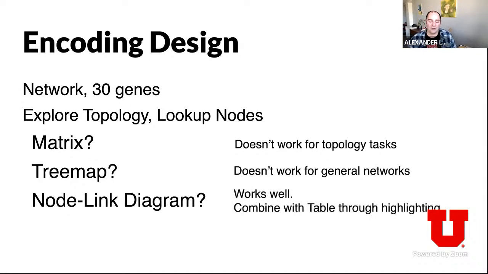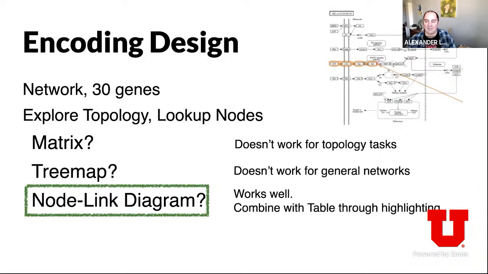So we can now combine a node link diagram with a table by using a multiple view concept and by linking them through shared highlighting. And so this is roughly what we did here. So you could select some of these items and then see these items in the table.